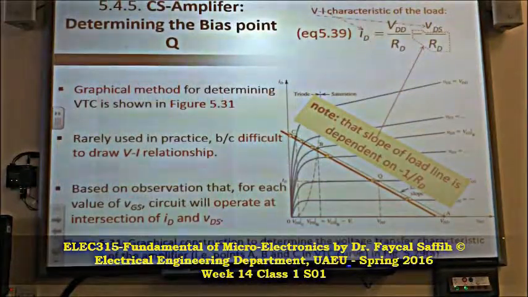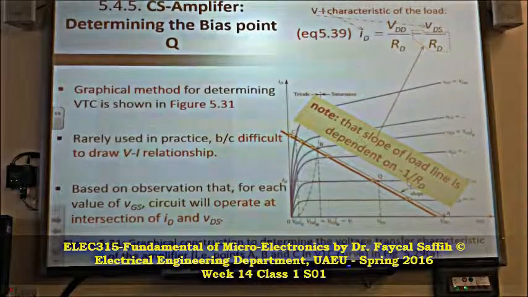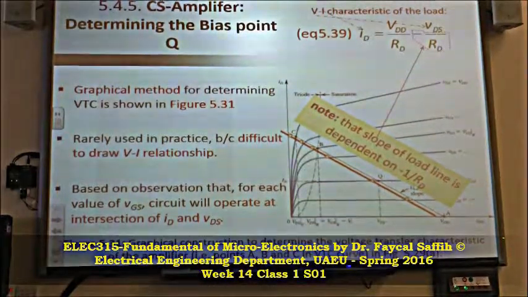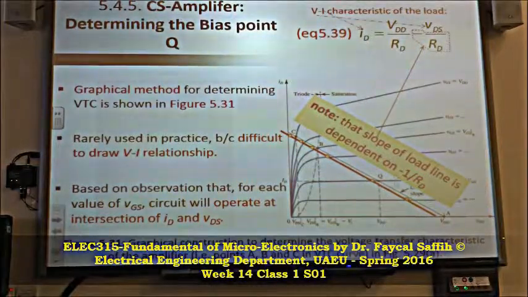This line is the load line, that's how we define it. We got it from this equation, which is the IV characteristic of the resistance from the circuit. We did not invent it. That line, the load line, has a slope of -1/RD. That means if we change RD, we change the slope, and if we change the slope, we can change the Q.